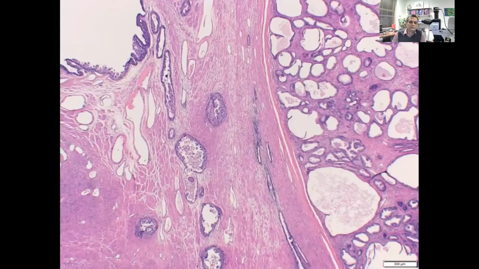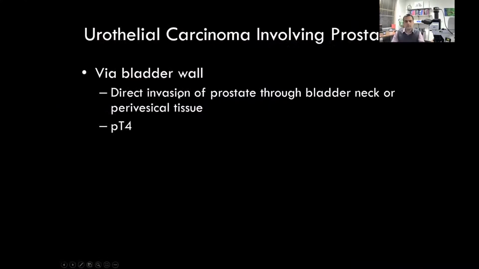Here you can see carcinoma in situ, or urothelial carcinoma in situ, involving the prostatic urethra. From the prostatic urethra, it basically flows down through the prostatic ducts, because the ducts essentially drain into the urethra, right? So you can see urothelial carcinoma in the prostatic ducts. And this is how it enters the prostate.